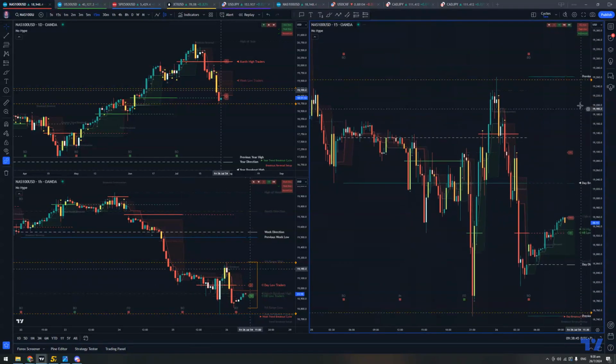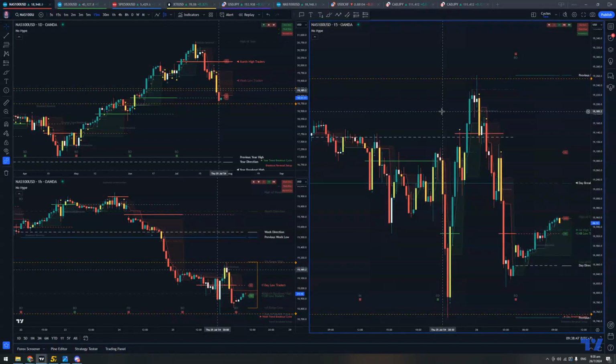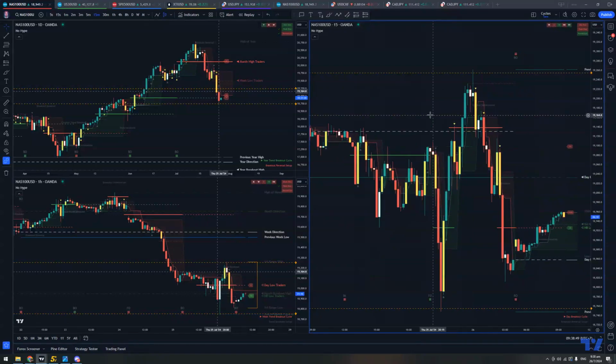So I enter the market at New York Stock Exchange open. I don't trade the first hour of New York. If I find something starting at the first H4 bar opening time, then I'll try to find a setup. But if I don't find anything in the first 15 minutes, then I'll wait for the New York Stock Exchange open, which happened right here.